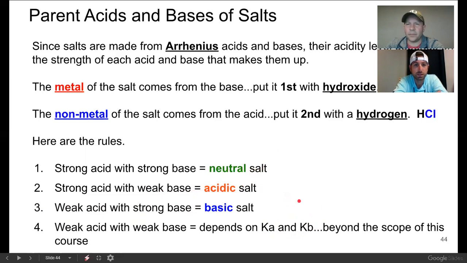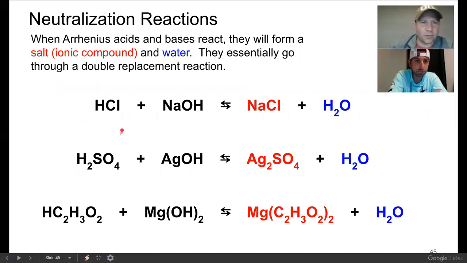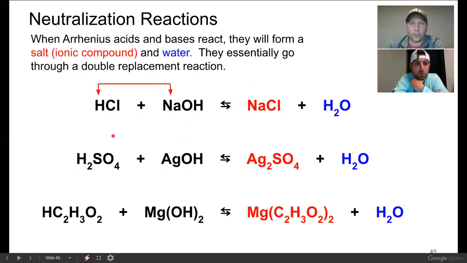You ready to see some examples, Mr. Wing? All right, here we go. So let's see. We got this guy right here. So when they react, they're going to form an ionic compound. Here's our salt right here. Look, I took this hydrochloric acid, this sodium hydroxide, and I made a salt and water. So how's this work? It's a double replacement reaction, Mr. Wing.